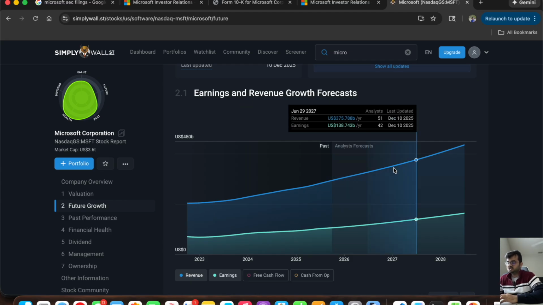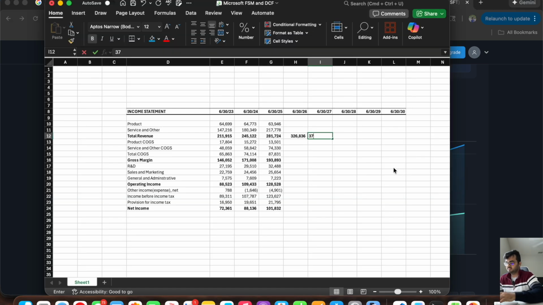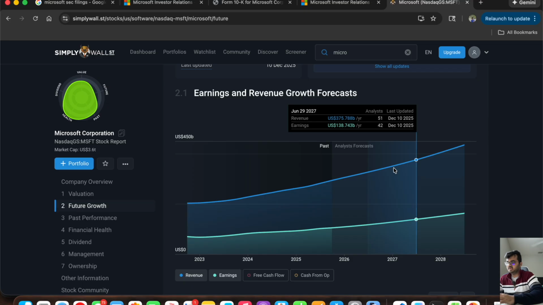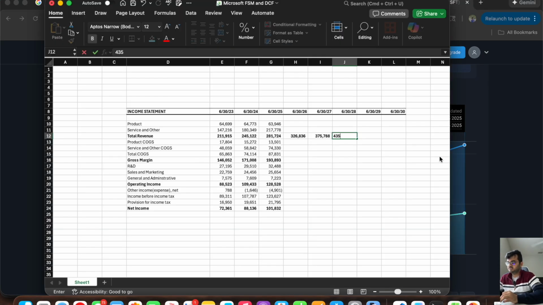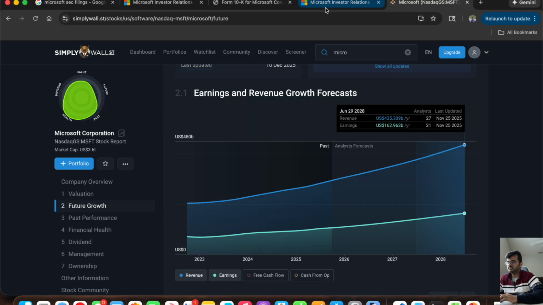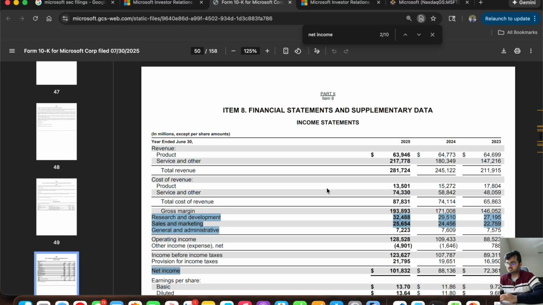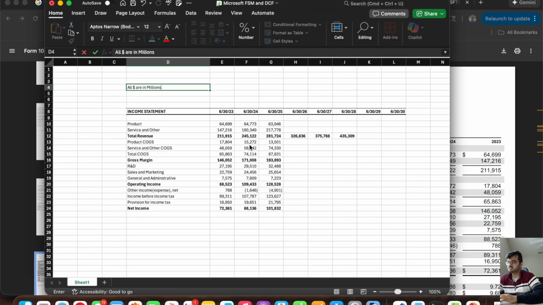Then for the next year, June 2027, analysts are estimating $375 billion. I'll put in the number 375,788. Then for June 2028, the estimate is 435,309. Please note, I will put a note that all the dollars are in millions, because if you go to the income statement we did, they have mentioned all numbers are in millions except for share amounts. So whatever number I'm putting in is in millions.